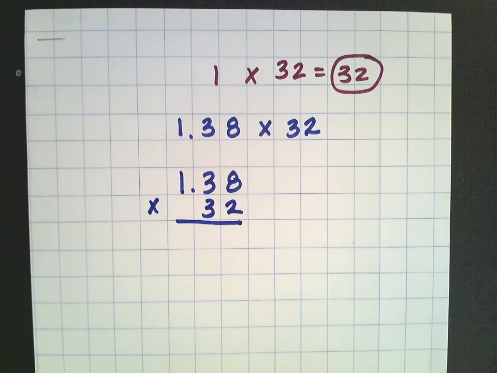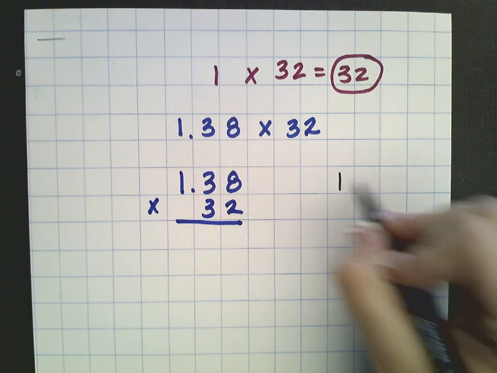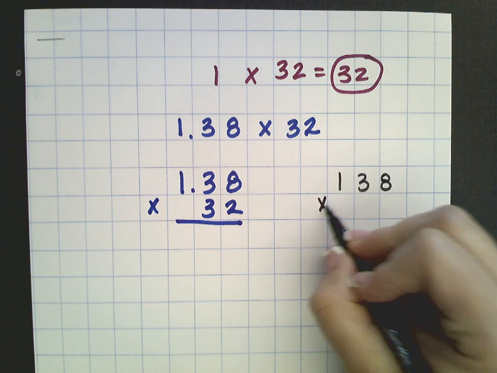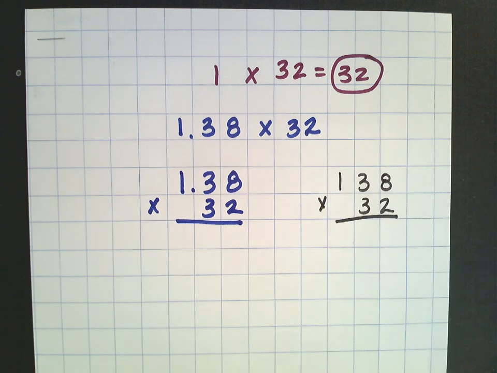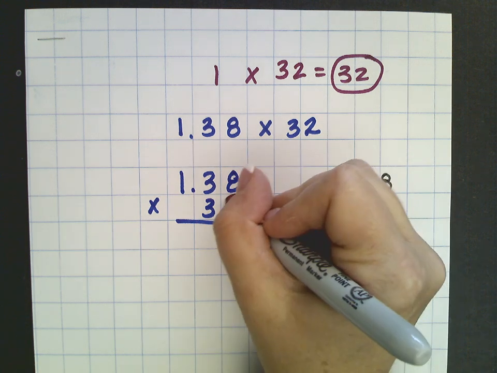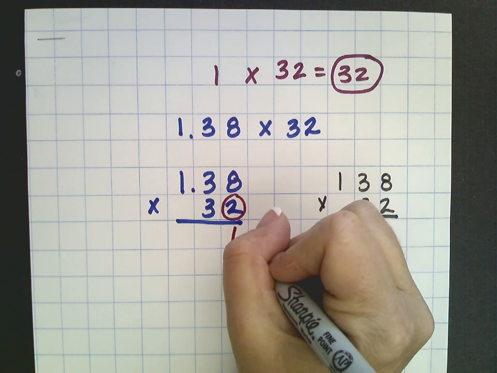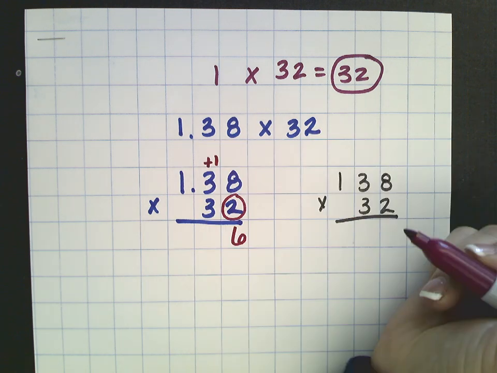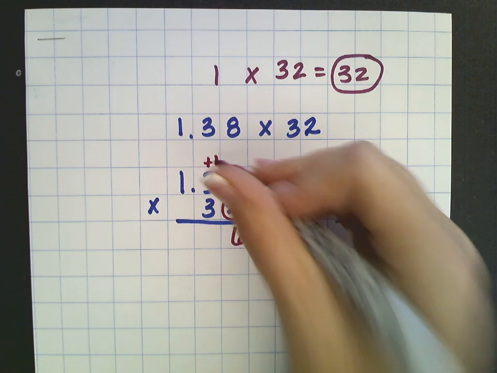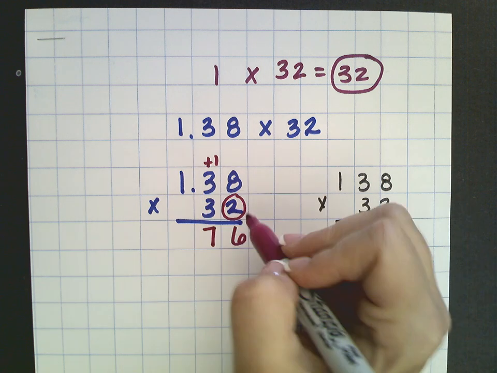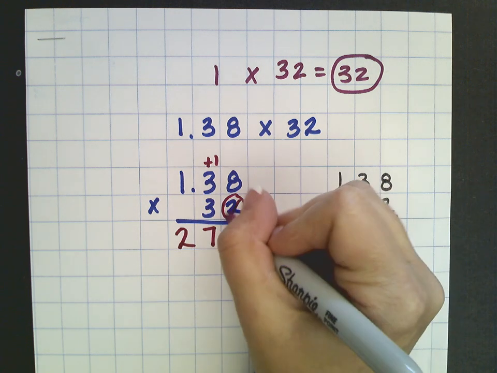Remember, the problem we're actually doing is 138 times 32, because we ignore the decimal and don't worry about it until the end. So we're going to do the multiplication like we have been doing. 8 times 2 is 16. Put down the 6, carry the 1. 3 times 2 is 6, add on 1 is 7. 1 times 2 is 2. So we are finished with the 2.